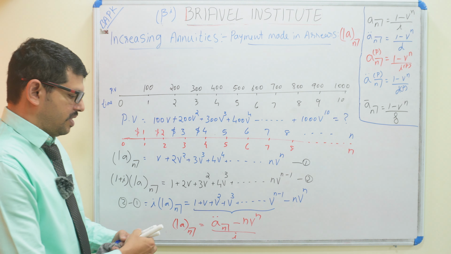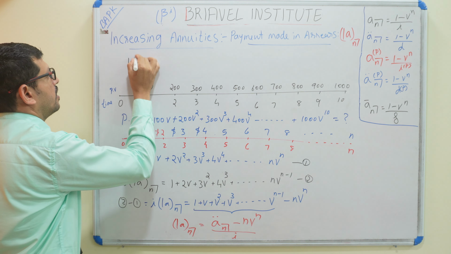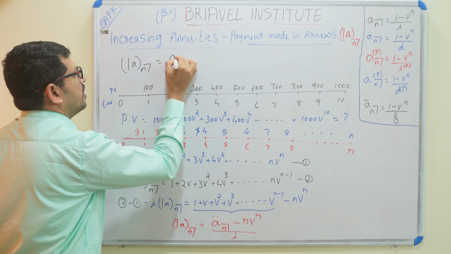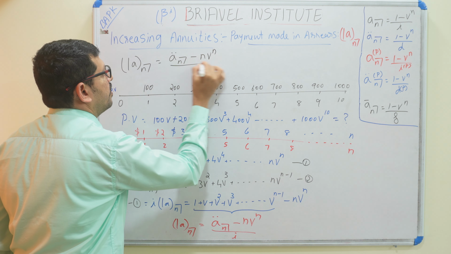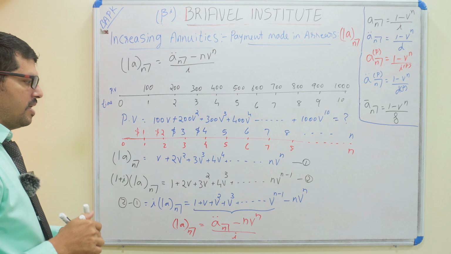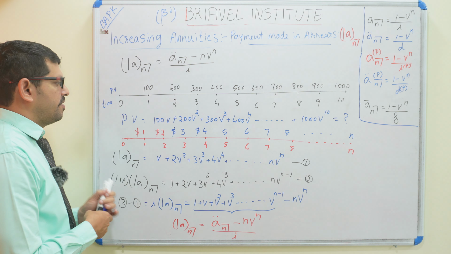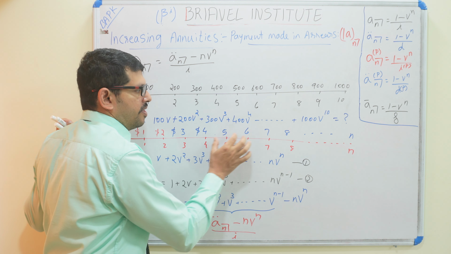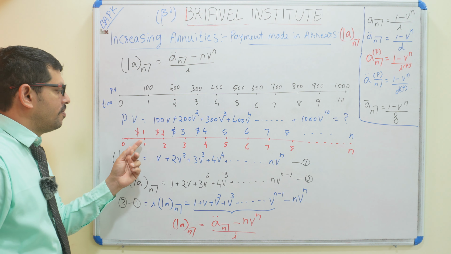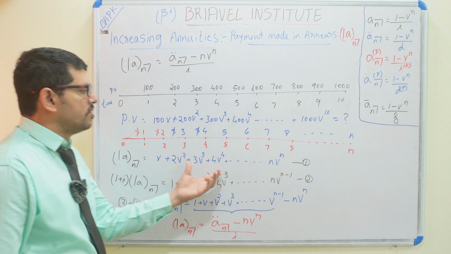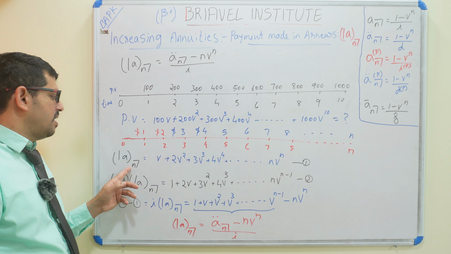So what is my formula for the (Iä)n? I got the formula: (Iä)n is equal to ä n minus n v raised to n, divided by i. So this is the formula for the (Iä)n. Now we understood how to get the formula. So 1 unit of payment is taken for every year up to n years, and this is the formula I wrote: v plus 2v square plus 3v cube. We can call this an increasing annuity. Every year it is increasing, so I can call it (Iä)n.